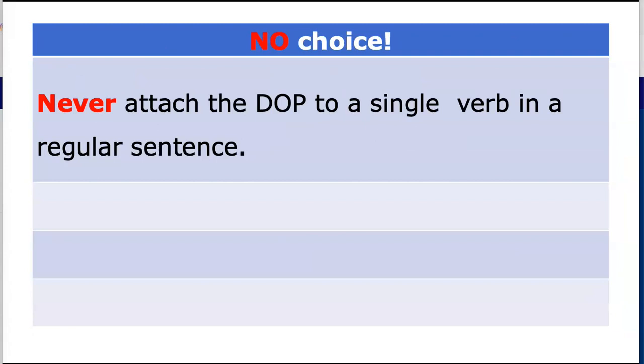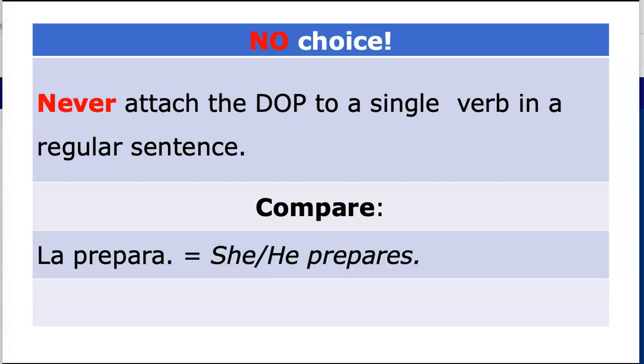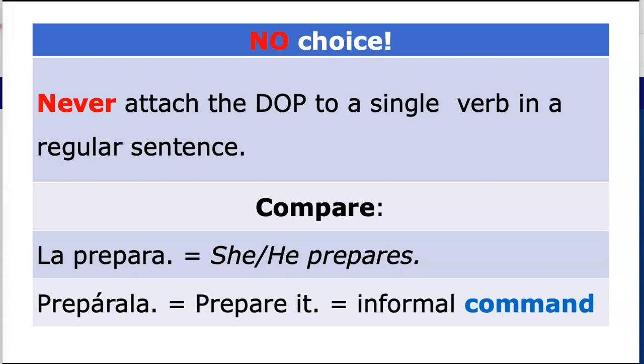Now notice, this is not a choice. Never attach the direct object pronoun to a single verb in a regular sentence. Compare these two sentences. La prepara means he or she prepares. But if we were to attach the direct object pronoun, prepárala, it means prepare it, because now it's an informal command. So be careful, when you only have one verb, you cannot attach it to the verb.